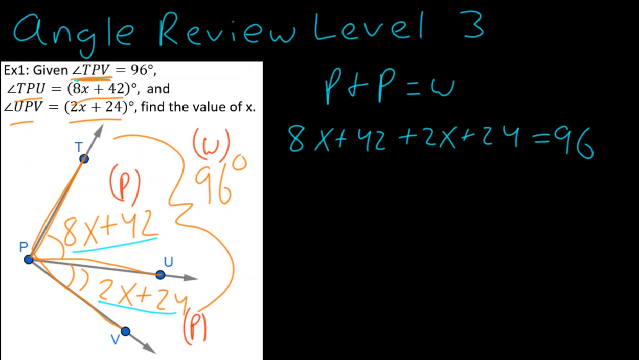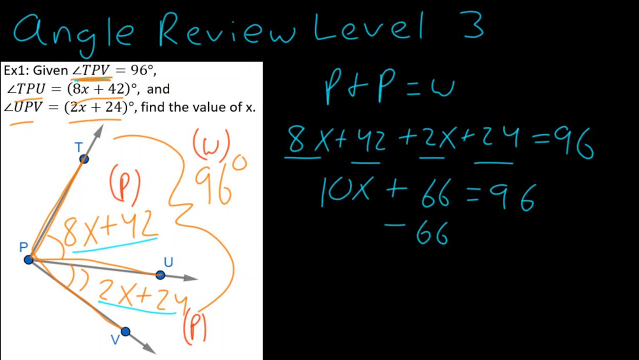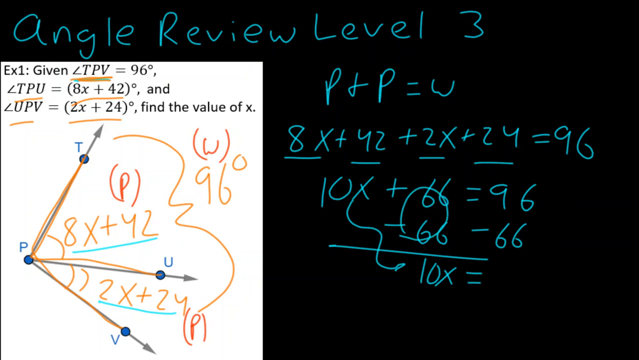Now from here we know on the left side we have to combine our like terms. So I know 8x plus 2x will of course give me 10x, and of course 42 plus 24, oh, that will give us about 66, is equal to 96. Going from here, we know we always get rid of our addition first, so minus 66, minus 66, and then our 10 drops down, so we have 10x. This was a 0 pair, it goes away, and of course 96 minus 66 is 30.